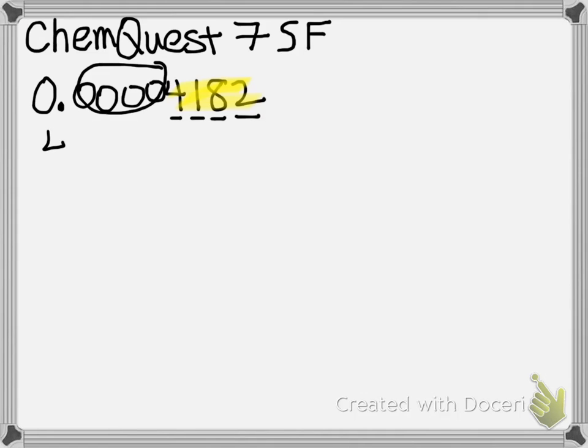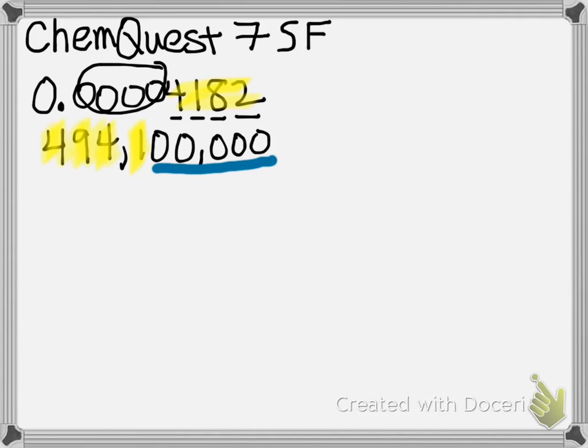In letter B, again, our significant figures are the 4, the 9, the 4, and the 1 because they are not zeros. These other zeros here, again, are just placeholders, and so they are not significant.